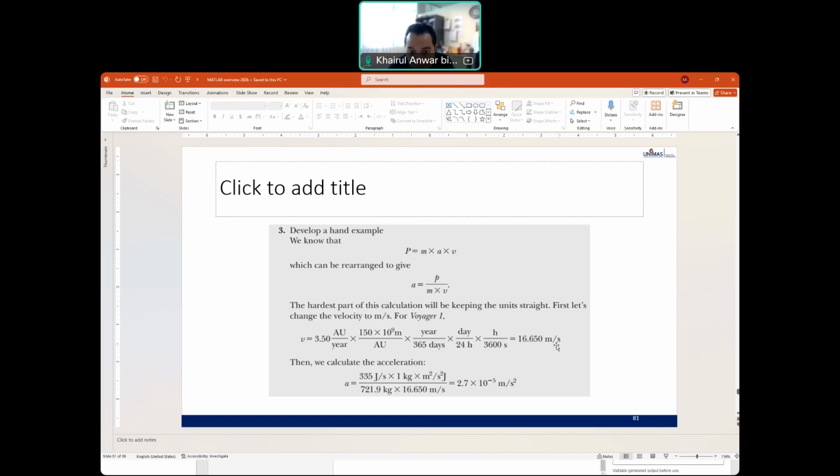Very, very fast. So a equals, using this equation we wrote earlier, 335 divided by m, the mass of the spacecraft, multiplied with the velocity v, then we get an acceleration of 2.7 times 10 to the power of -5 meters per second squared.